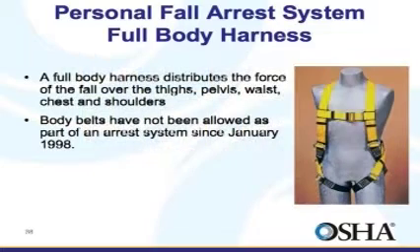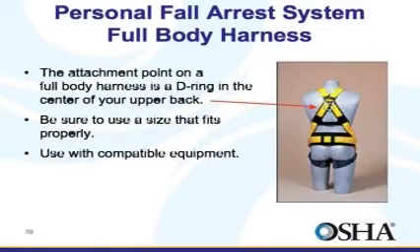A full body harness is designed to minimize the impact on the body during the fall by distributing the force of the fall over the entire torso. And remember, body belts have not been allowed as part of an arrest system since 1998. They can still be used as part of a fall restraint system, and we'll cover them a little later in the presentation. Workers must be trained in the proper wear and use of the body harness.